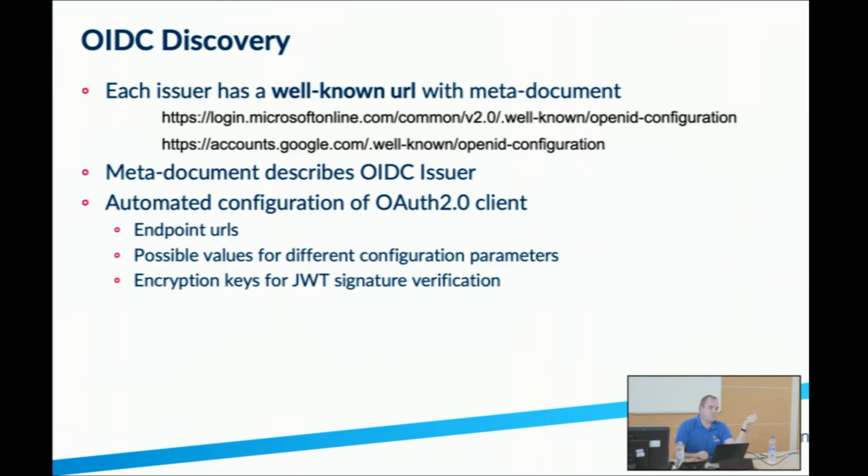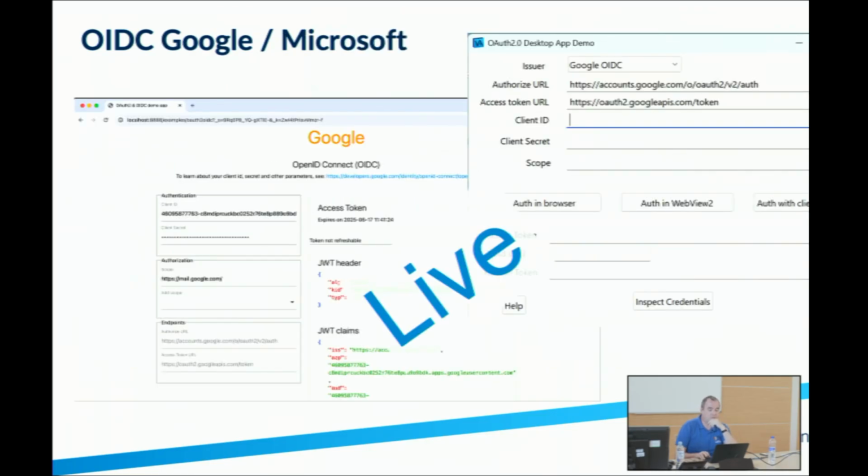In this case, the most important ones are these endpoint URLs, the possible values for the different configuration parameters, which are many, and especially, of course, the encryption keys, which are used for the JSON web token, or the keys to sign that token. They are important to know, and they can actually rotate, right? So Google refreshes them every 3 months. If you're not keeping up to date and not looking at that location, then you will eventually have an outdated key and not be able to do the verification of your JSON web token anymore.